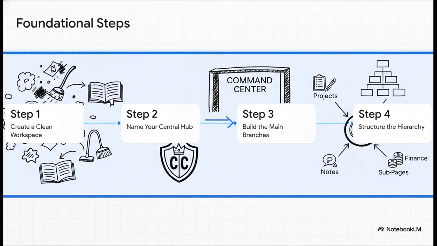First, we create a clean slate. Just get rid of all the clutter from the default templates. Second, we give our central hub its name, the command center. Third, we start building out the main branches of our digital office. Things like projects, notes, maybe finances. And finally, we begin to structure that hierarchy, deciding what goes inside what.